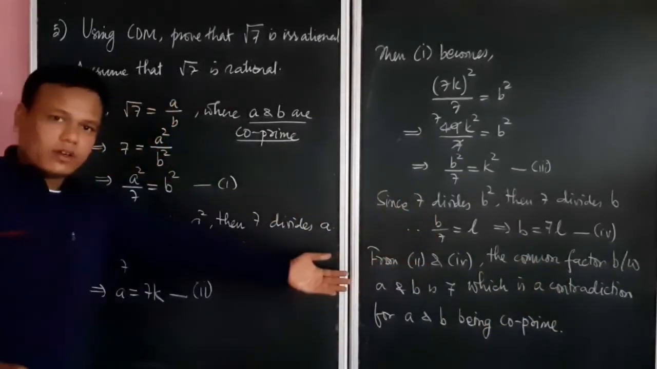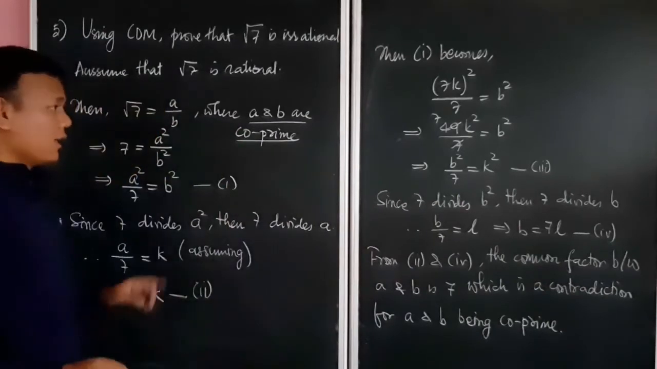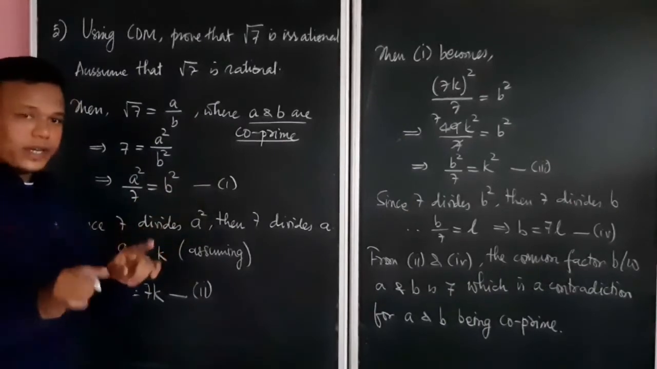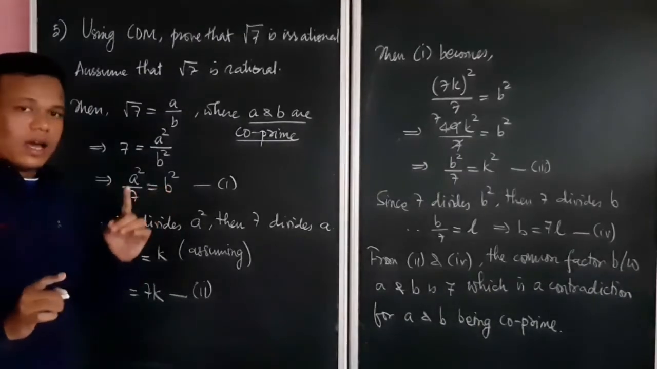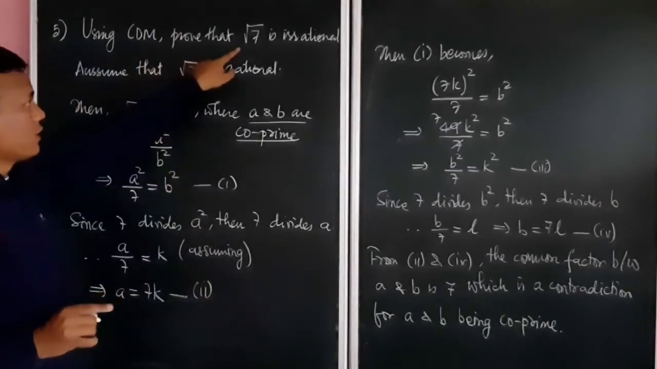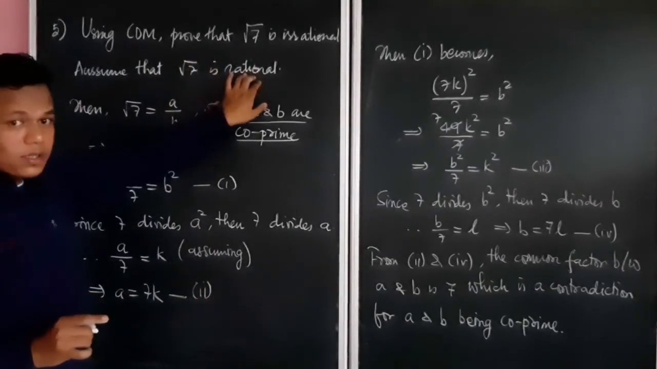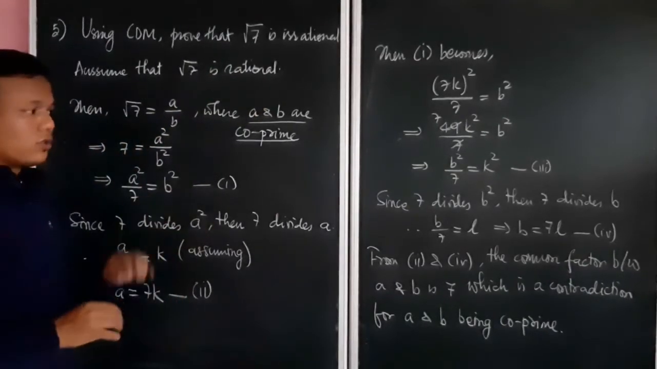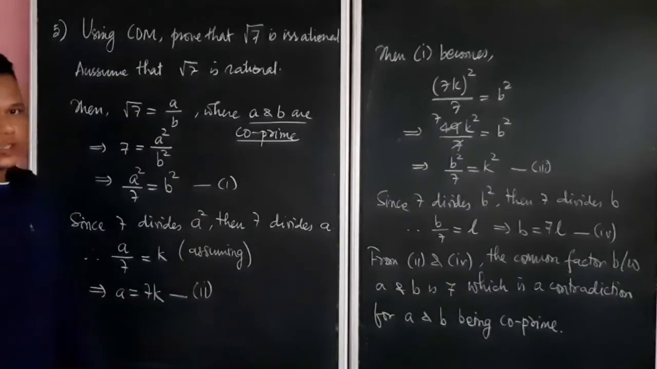Alright, so we arrived at the contradiction. Now at last you will write, hence, using contradiction, first you will write, our assumption was wrong. Hence, root 7 is not rational, it has to be irrational. Alright, so that's how you will write at the end. So you may pause the video to note down.